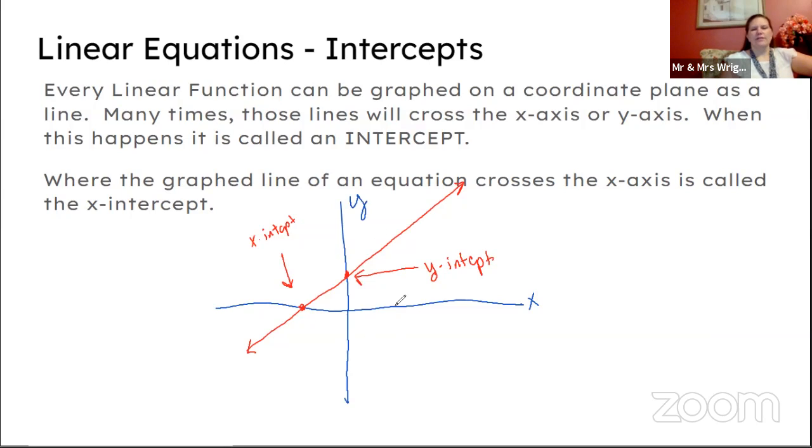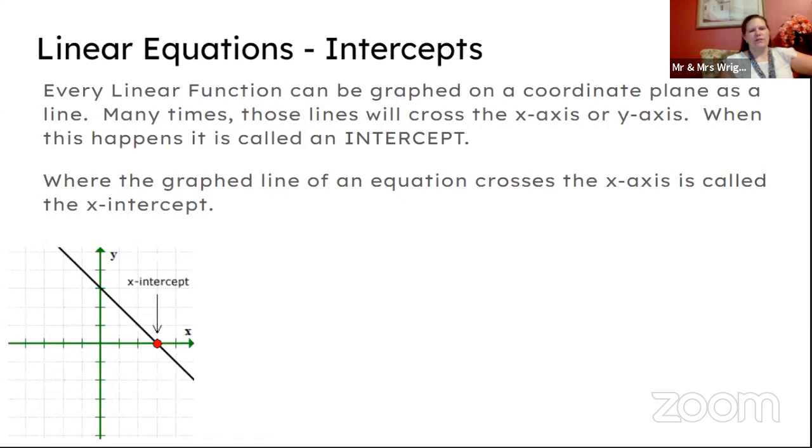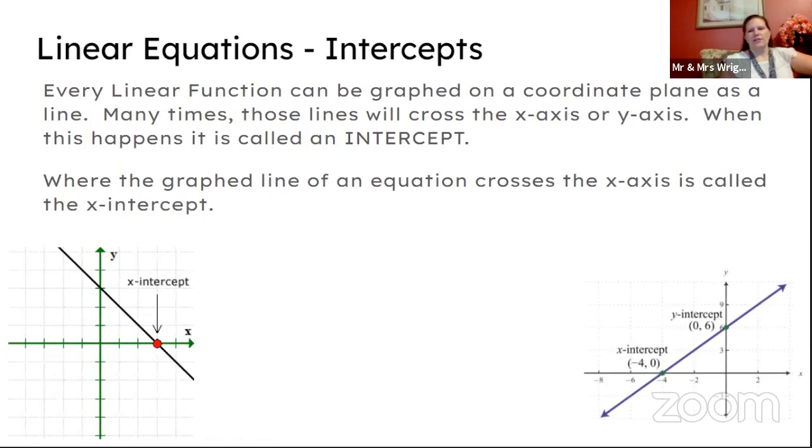Okay, now not every line crosses both of these. You can have lines that cross just the x-axis. That's a straight up and down line. You can have lines that cross just the y-axis, and that is a horizontal line, right? Vertical line and a horizontal line. I can't think of a line you would ever have that doesn't cross any axes, but you will at least cross one, usually two. So there's another depiction of an x-intercept. And here is an x-intercept and a y-intercept.